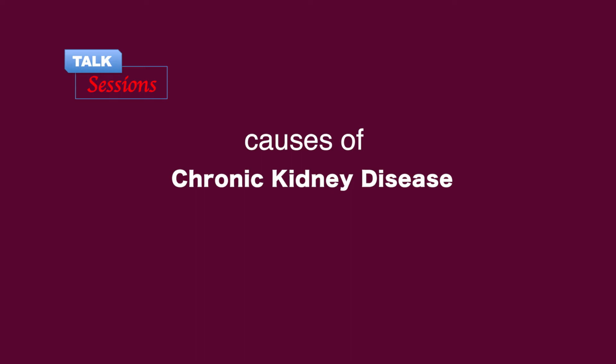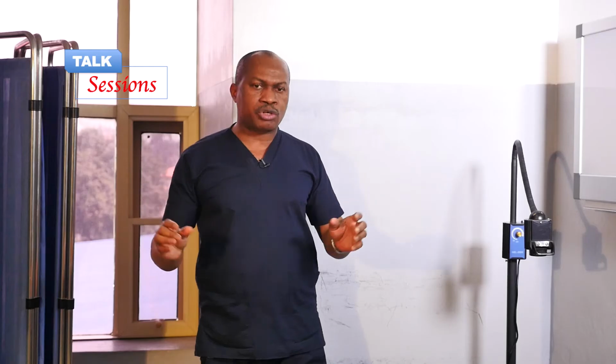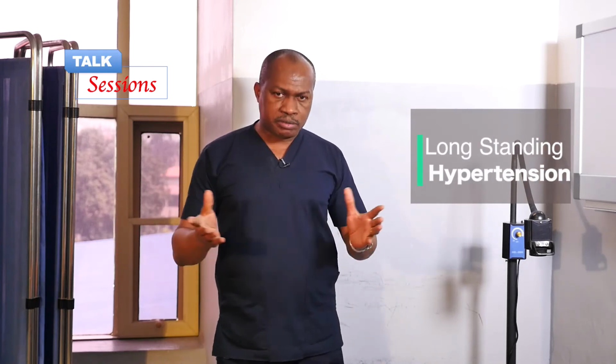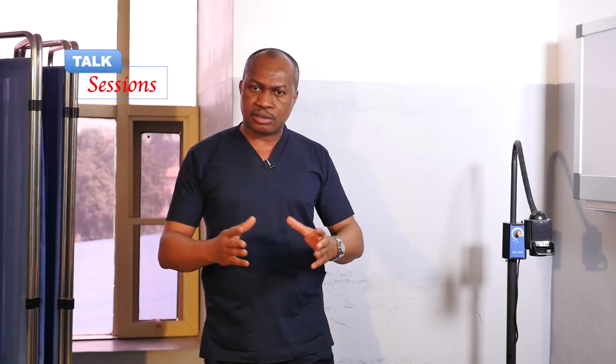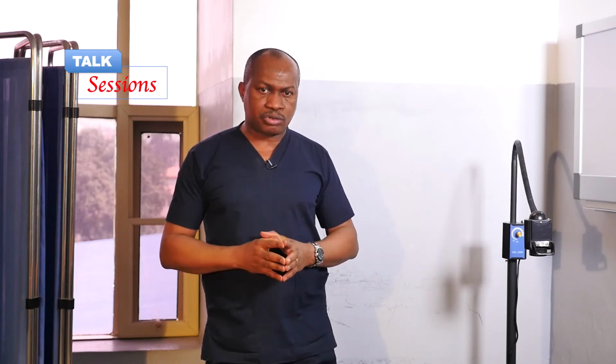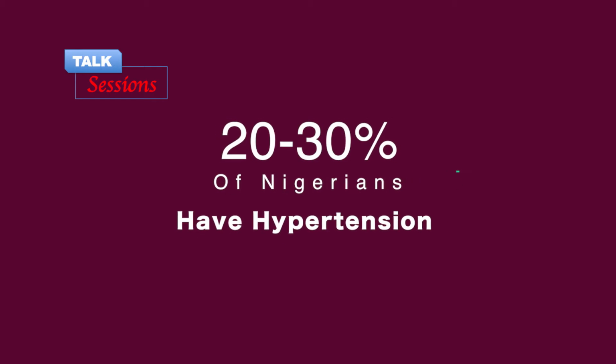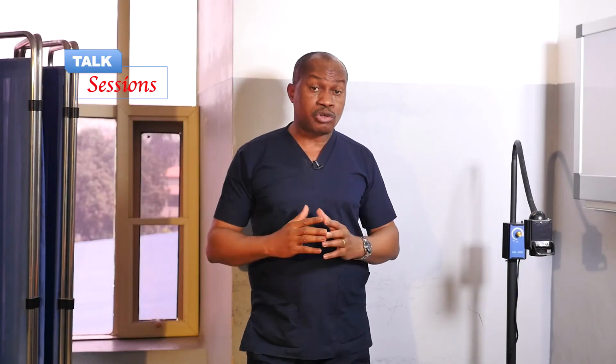In our environment, most of the people who have chronic kidney disease have it as a result of long-standing hypertension, which is quite prevalent in our environment. The latest statistics show that between 20 to 30%, or in some studies as high as 40%, of Nigerians actually have hypertension. And oftentimes the hypertension is undiagnosed.